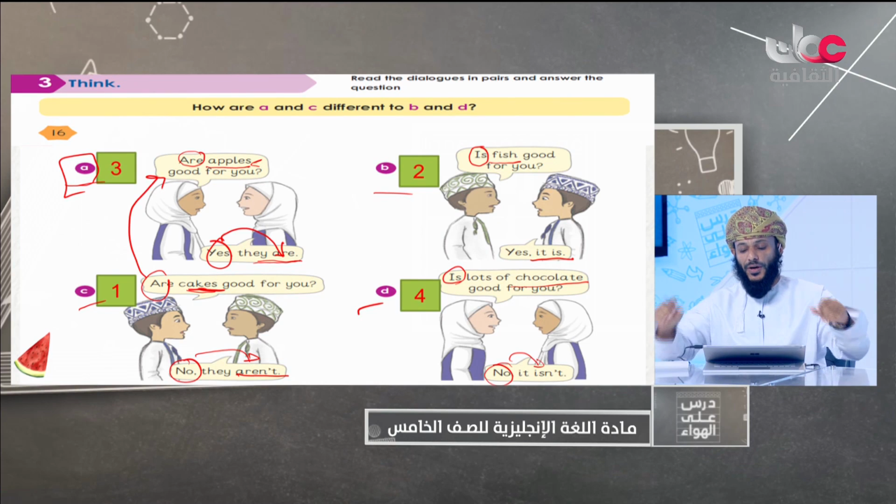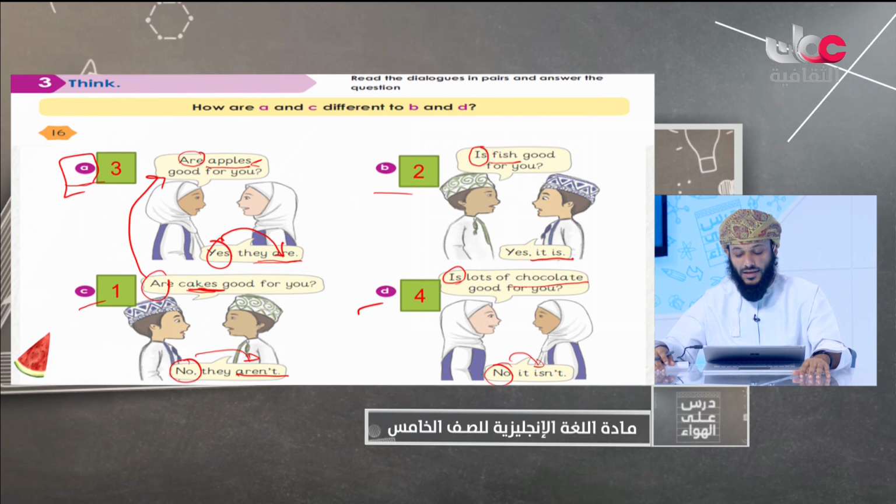Now, read the dialogues in pairs and answer the questions. Answer this question: how are A and C different to B and D? Let's first of all practice the dialogues together.